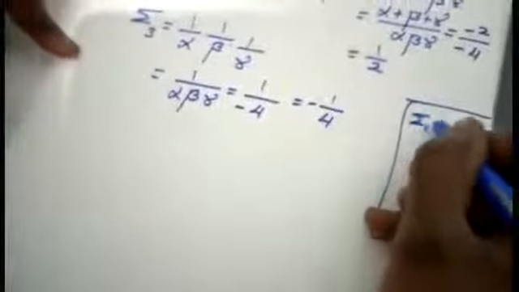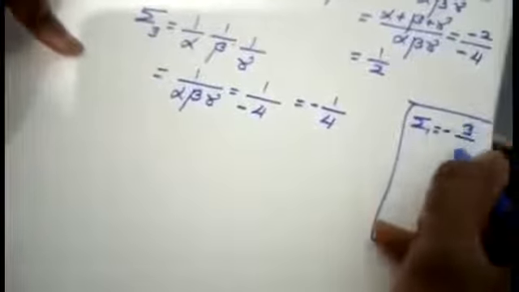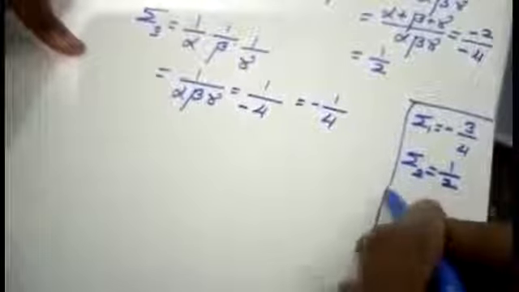Now if you notice here, for summation 1 I am getting the value as minus 3 by 4. Summation 2 I am getting the value as 1 by 2.